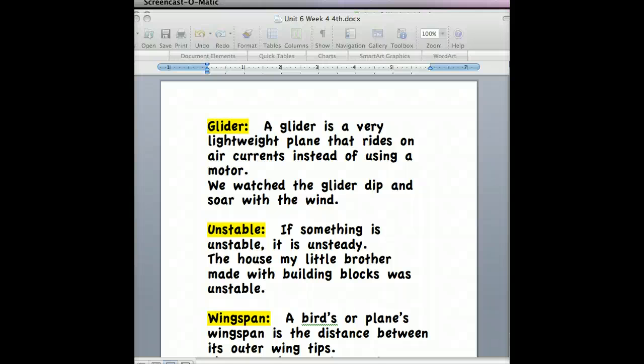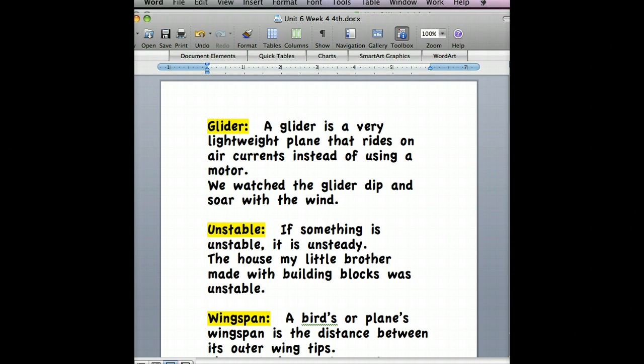This link is for 4th grade, going along with the story My Brother's Flying Machine. If you go ahead and make sure your Treasures textbook is open to page 734 and 735, this is where we're going to begin. Of course, before we get fully started, I'd like to go over the vocabulary words that we've encountered within this unit.